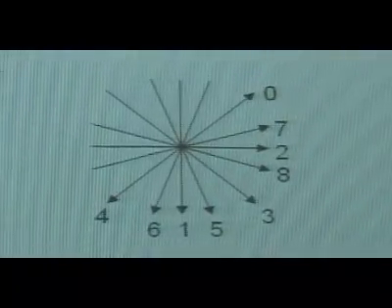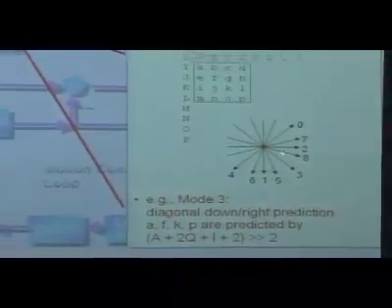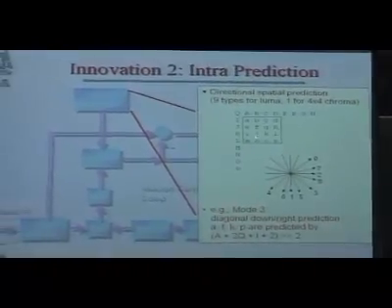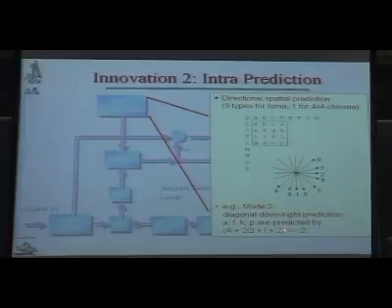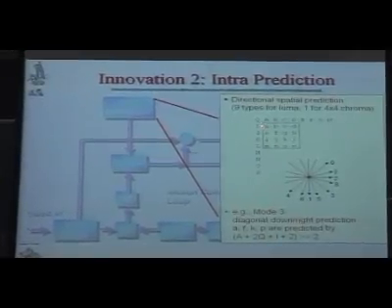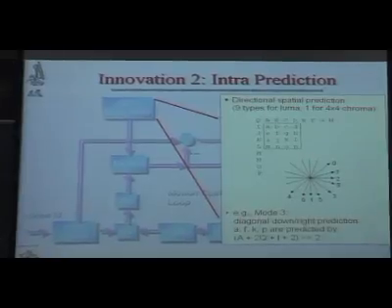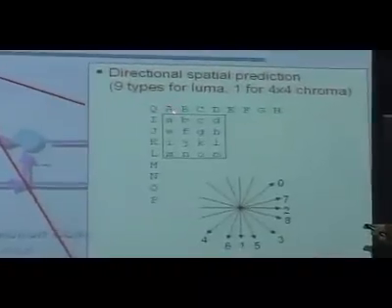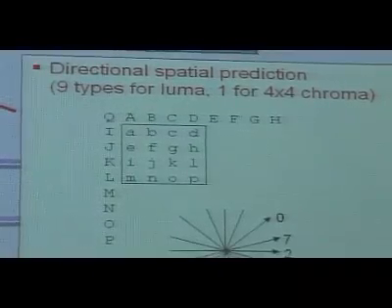And the way they do prediction is this. Let's take an example, mode 3. Mode 3 is this direction, so you predict A, F, K, P, these 4 pixels, by this formula: A plus 2Q plus I plus 2, shifted right by 2. Shift by 2 means divide by 4 and truncate whatever is below the decimal point. A is this pixel, Q is this one, I is this one. So you predict this diagonal edge by averaging A, I, and 2Q. Does that make sense? That's a very nice diagonal edge prediction.